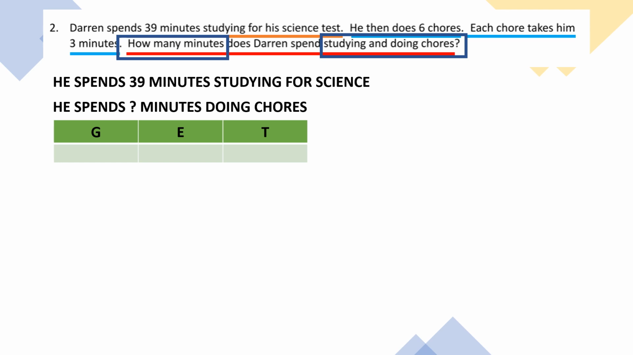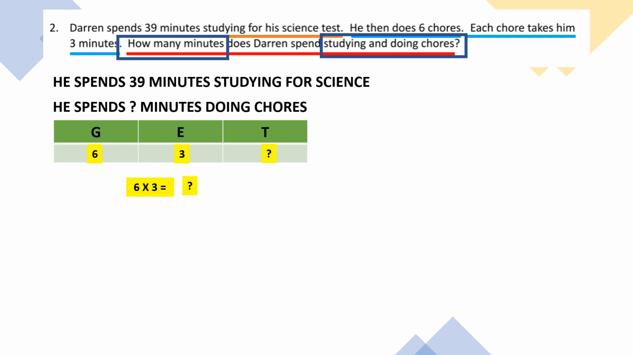So I go ahead and I create my get chart because I saw the word each, and now I'm going to fill it in. 6 chores. Each chore takes him 3 minutes. So I put the 6 under groups, and under the E for each, I'm going to write a 3. But I don't know the total amount of minutes that he's doing chores, but I can figure that out. So in order to figure that out, I can multiply 6 times 3. And 6 times 3 is going to give me my unknown, the total amount of time he spends doing chores.